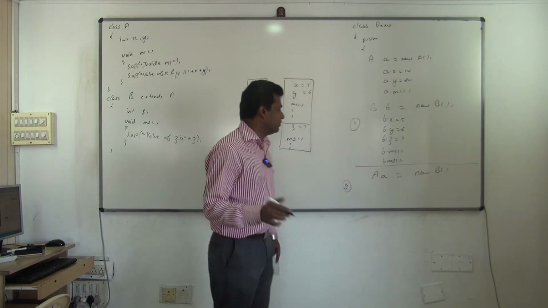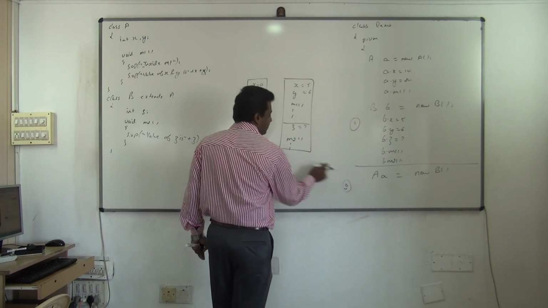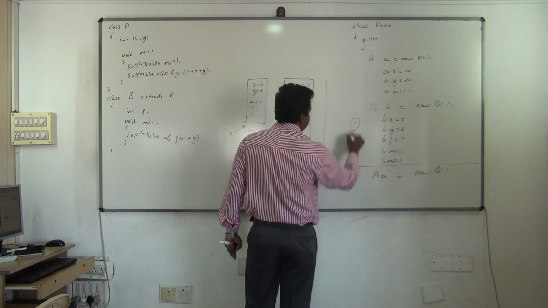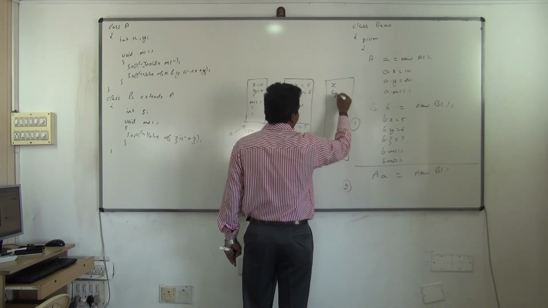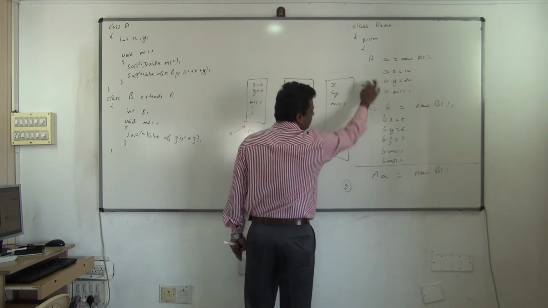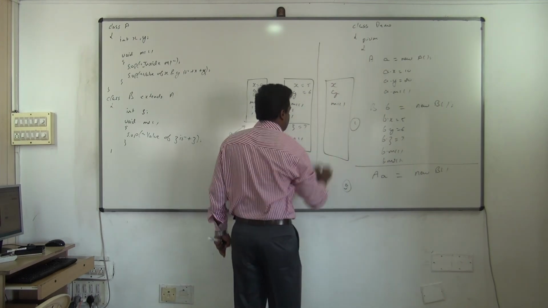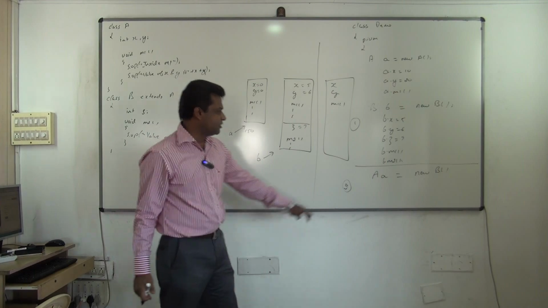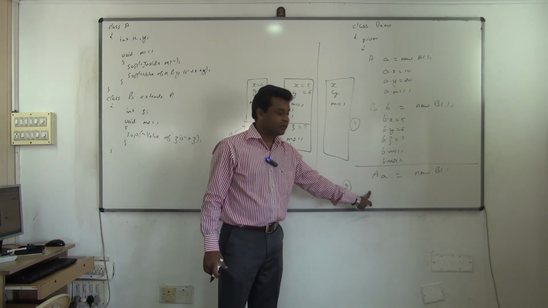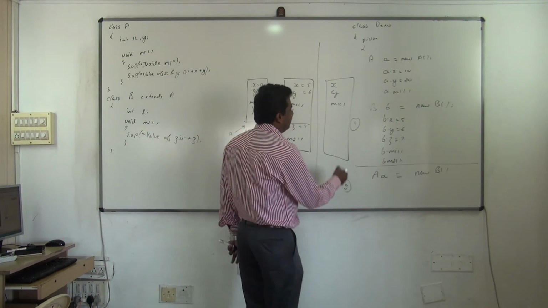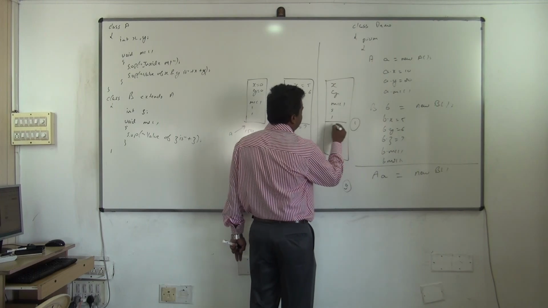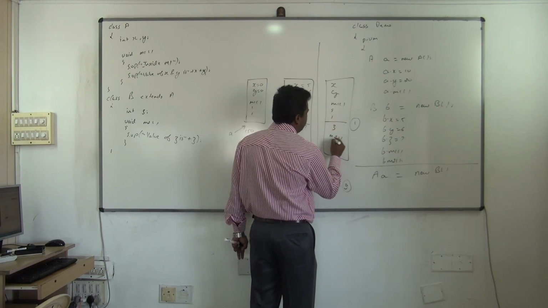Understood? Now, A is equal to new B. For this code, what will happen? A B object is created; X is there, Y is there, M1 is there. Leave these two. Concentrate on only this now. This is one case. I am concentrating on case 2 now. So when I say A is equal to new B, you have X, Y, M1, Z, M2. All the members are there.